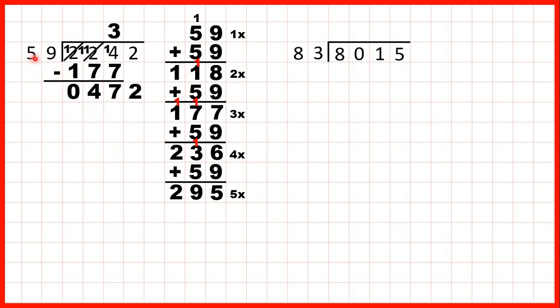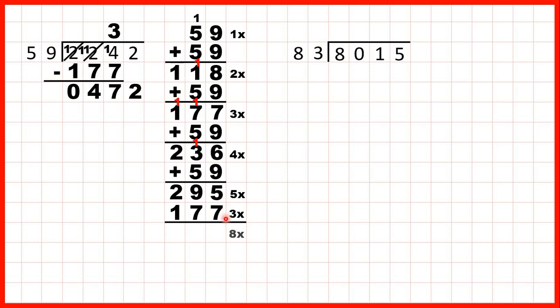472 divided by 59. But 472 is a lot more than even 295. But here, rather than adding 59 each time until we get to 472, what we can do is estimate our answer. So 295 is close to 300, and if we added 177 to that, we get a number close to our answer. So what we can do is take our answer to 3 times and add that to 295.